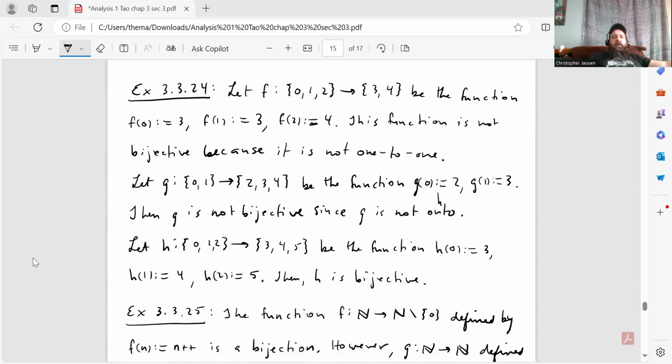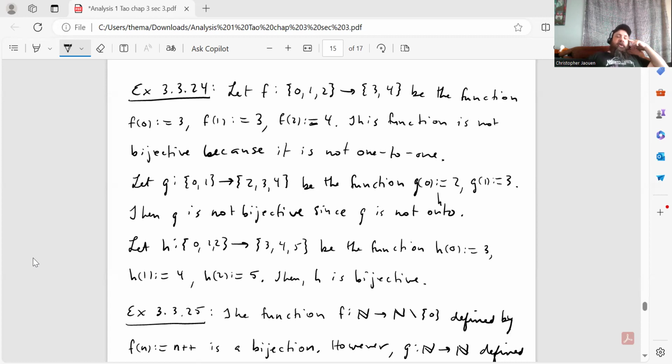All right, here's example 3.3.24. Let f be the function from the set containing 0, 1, 2 to the set containing 3, 4, defined by these mappings. f of 0 gets mapped to 3, f of 1 gets mapped to 3, f of 2 gets mapped to 4. This function is not bijective because it's not one-to-one, right? In other words, f of 0 equals f of 1, and 0 is not equal to 1. Let g be the function from the set containing 0 and 1 to the set containing 2, 3, 4, defined by g of 0 is mapped to 2, g of 1 is mapped to 3. Then g is not bijective since g is not onto. In other words, 4 is not g of something in the domain.